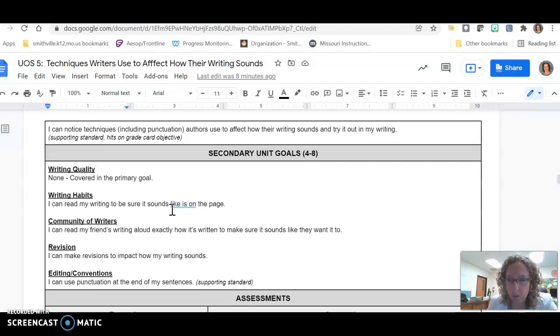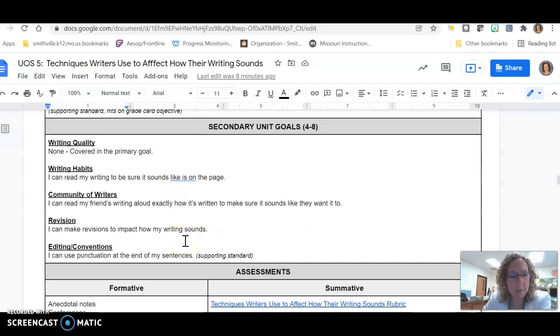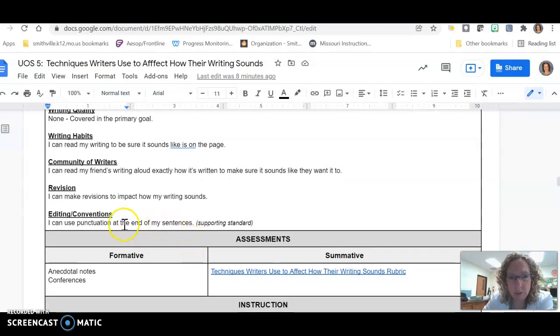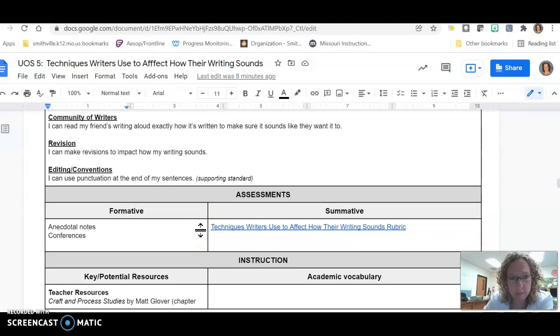Community of writers goal, that's new for us as well. So remember, that's about building our community and knowing that writers get better by using other writers. And so in that, they're going to be working with a peer and having their peer read their writing to make sure it sounds like they want it to. We have a revision goal and then an editing goal of looking at the ending punctuation. Again, that grade card objective.